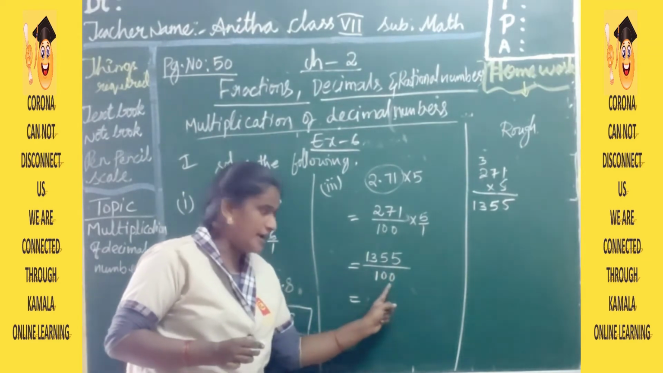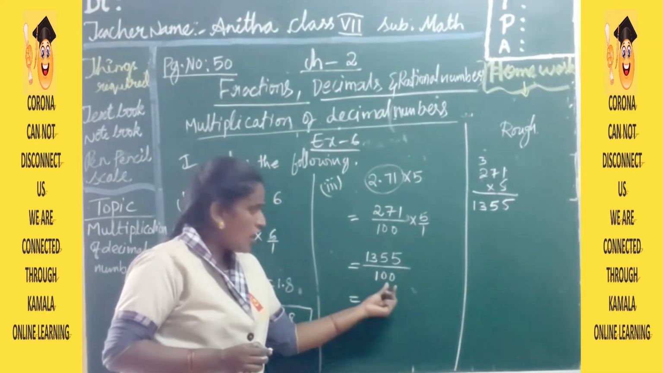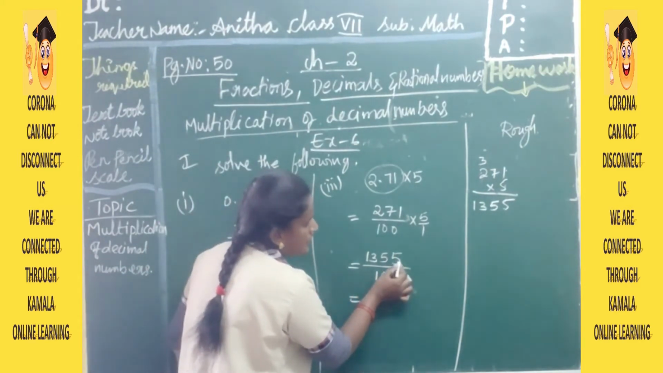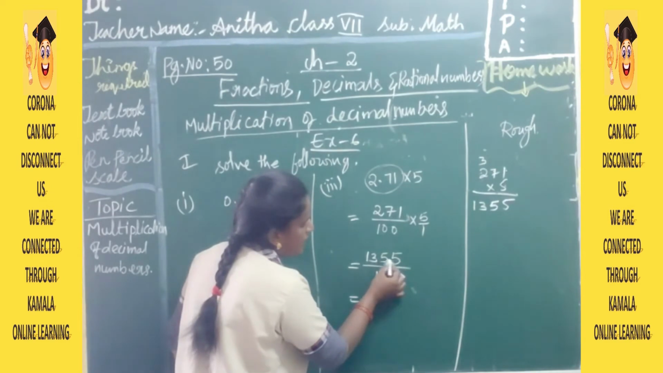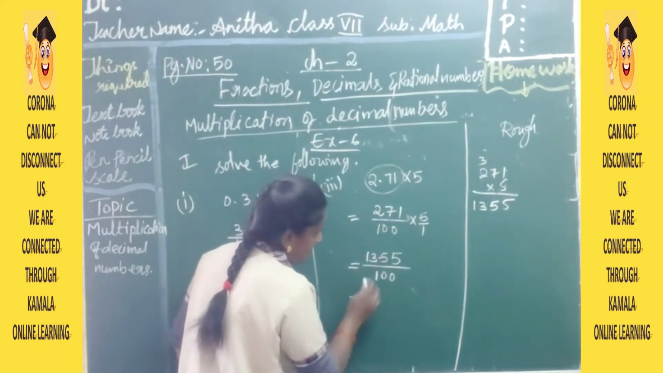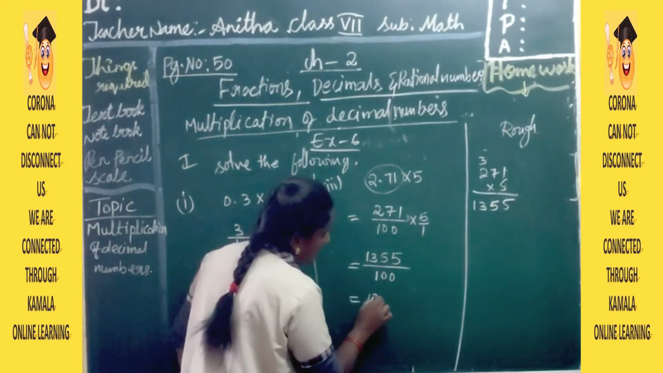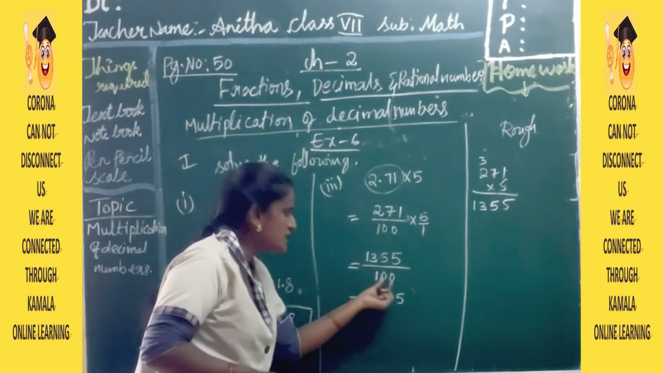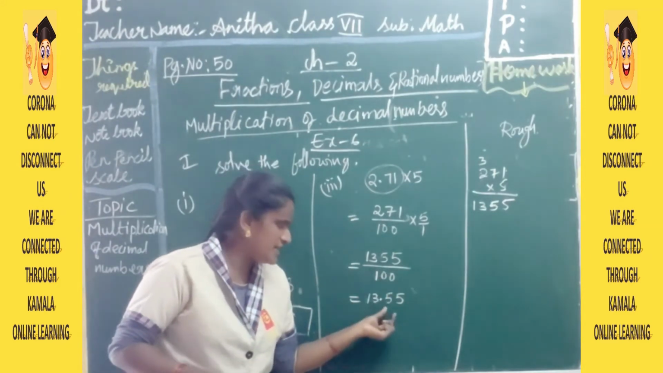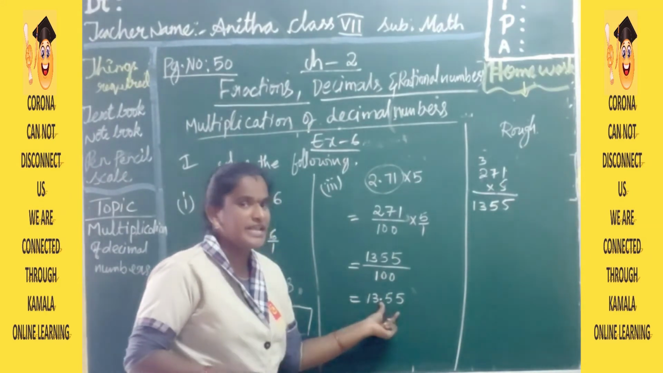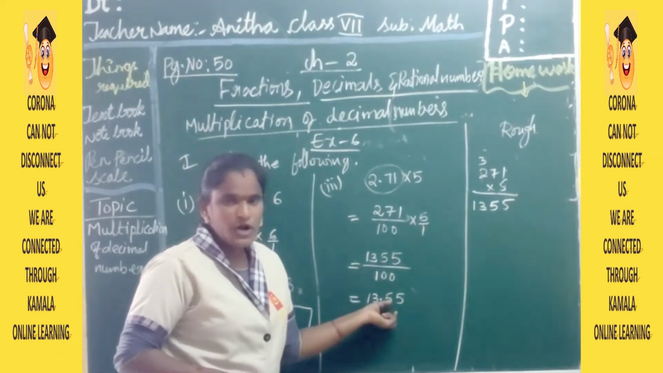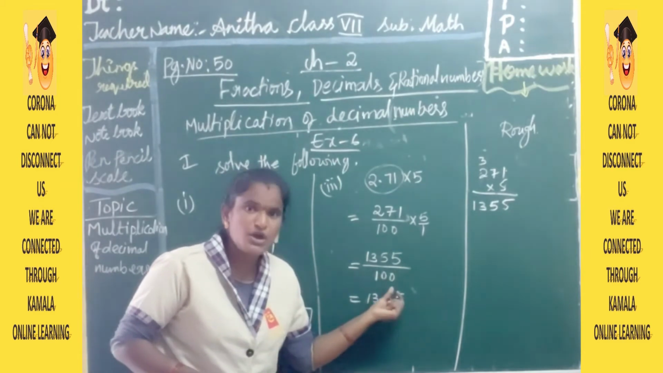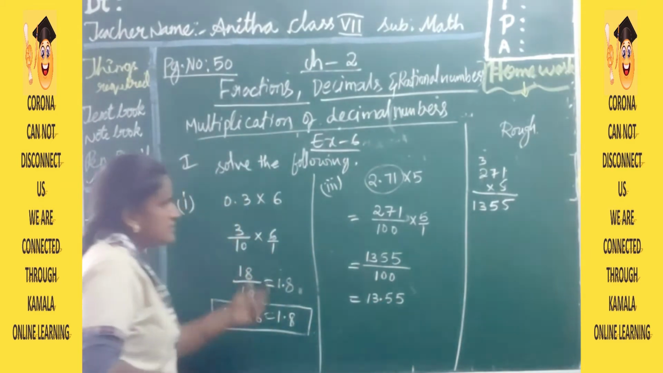1355 by 100 can be written as, how many zeros are there? 2 zeros. From the last onwards you have to keep these 2 digits, count 1, 2, and then put the point. So it means 13.55. Two zeros are there in the denominator's place, that's the reason after the point you will get 2 digits. Got my point, children? From the last onwards you have to count it. So this is the third problem.